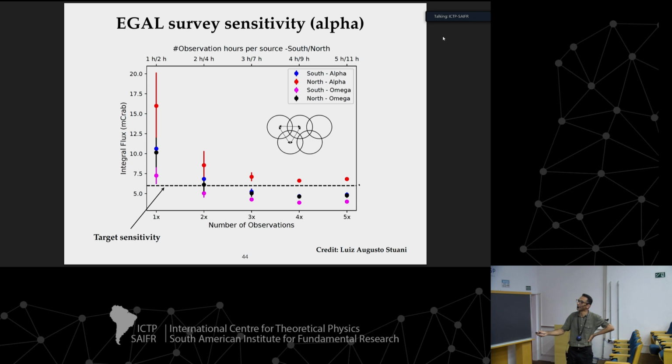So that was the plan before CTA was even constructed. This is the target sensitivity, around 6 millicrabs. And it seems that the extragalactic survey would reach that target sensitivity of 6 millicrabs.